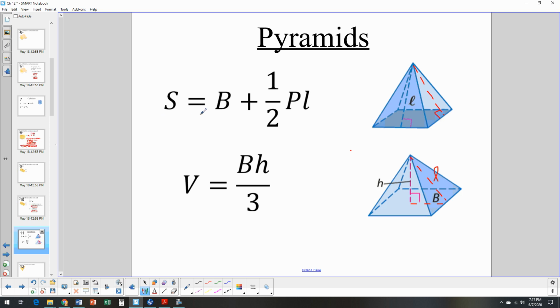So surface area is going to be the area of the base plus half times the perimeter of the base times the slant height. L is slant height. I don't know why they're not calling it S, maybe because S stands for side length. So L is going to be our slant height. Right? It's the second letter in slant. We'll take it. Volume is either 1/3 times area of the base times the height, or area of the base times the height over 3.